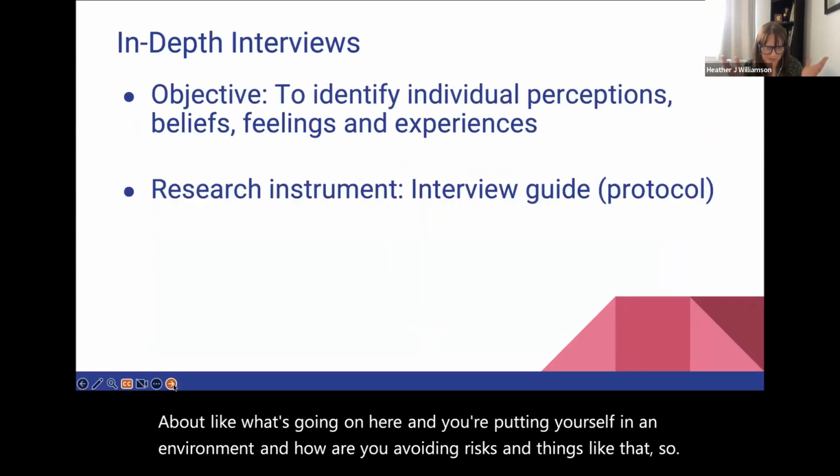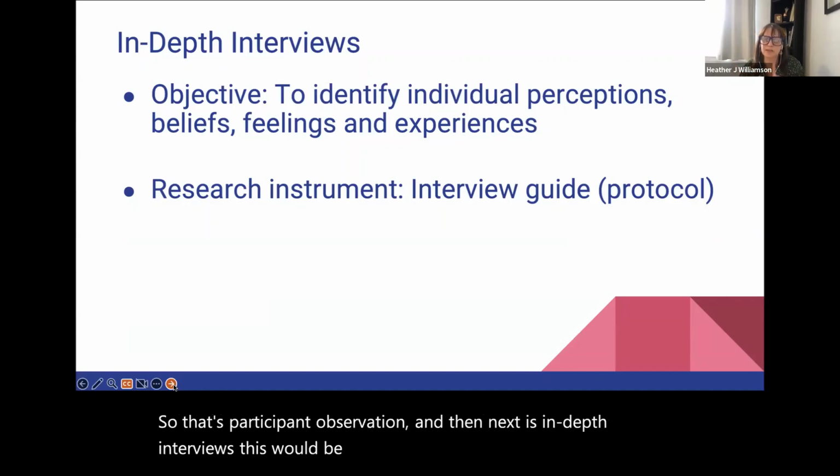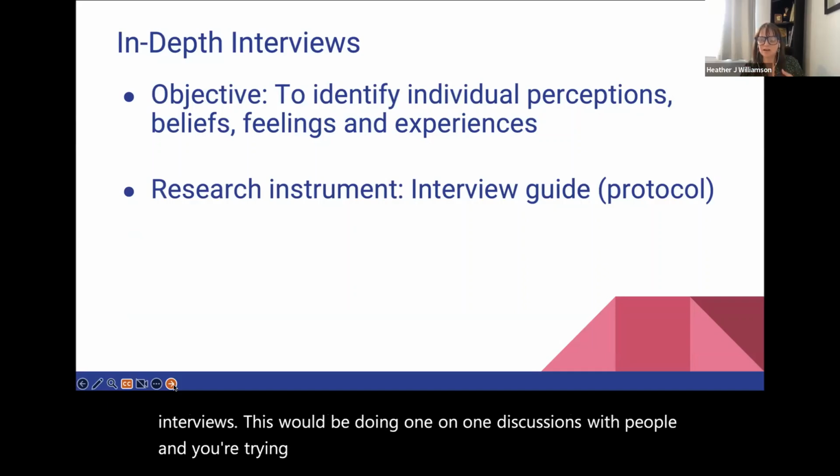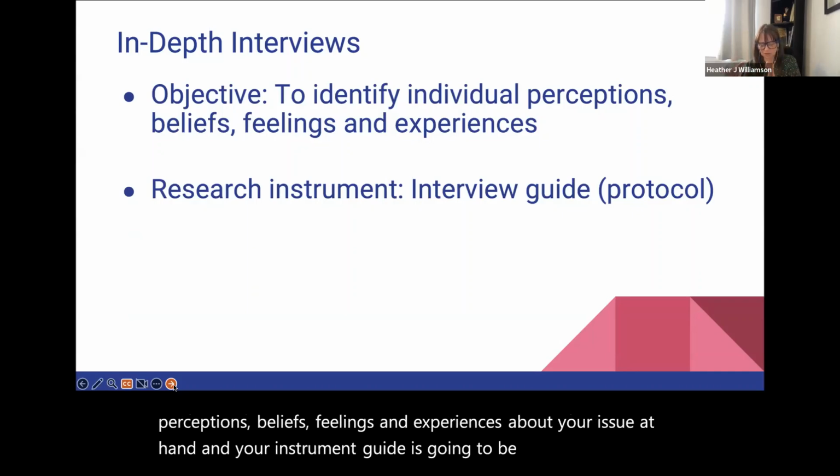So that's participant observation. And then next is in-depth interviews. This would be doing one-on-one discussions with people, and you're trying here to identify their individual perceptions, beliefs, feelings, and experiences about your issue at hand. And your instrument guide is going to be your interview guide.